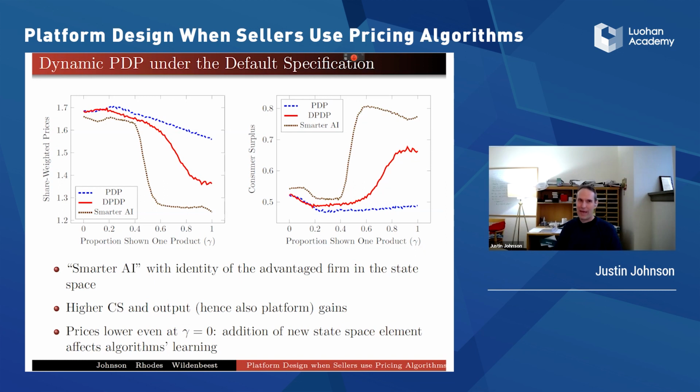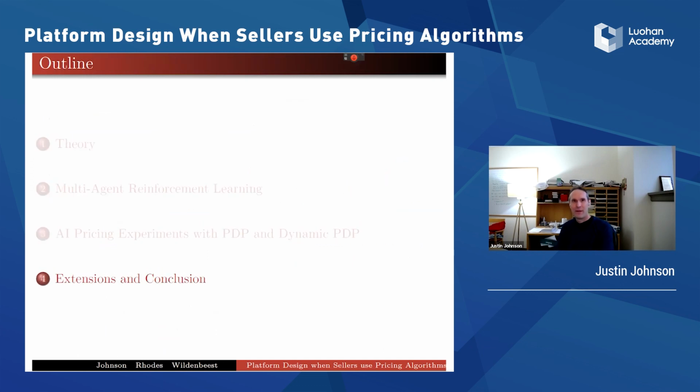And you can see what happens. Prices fall a lot more, not all the way to marginal cost, which is one, but a lot. And consumer surplus, as you can see in the right panel, goes up even higher than before. Okay, so we think this is good news as well, because it says, if you make the algorithms a little more sophisticated, then they're forced to respond to what theory predicts and behave in a competitive fashion.